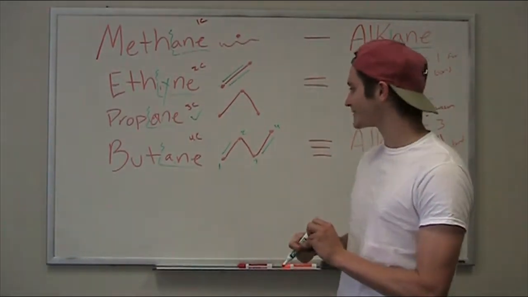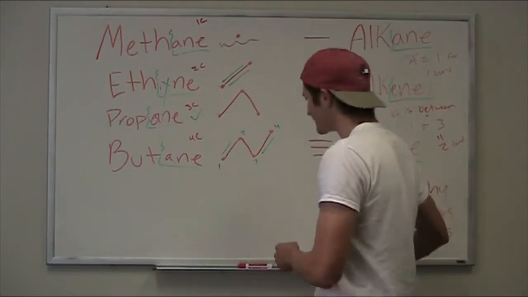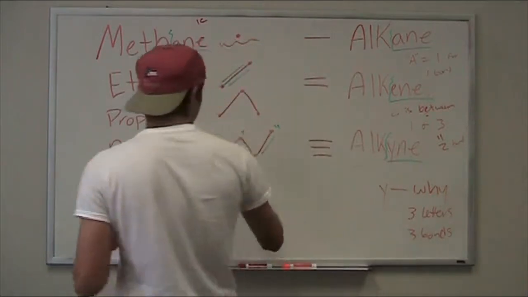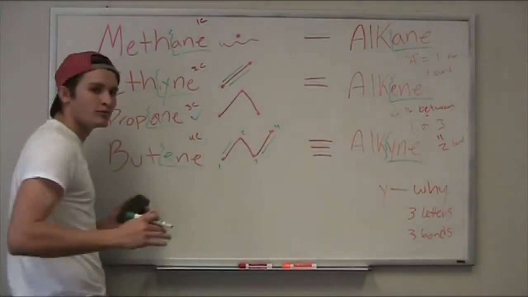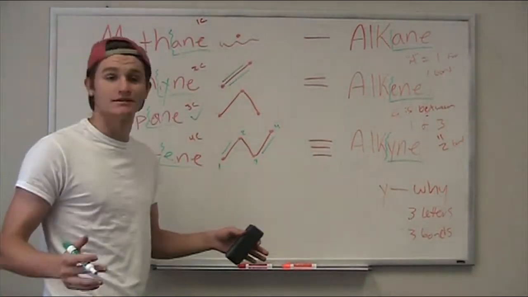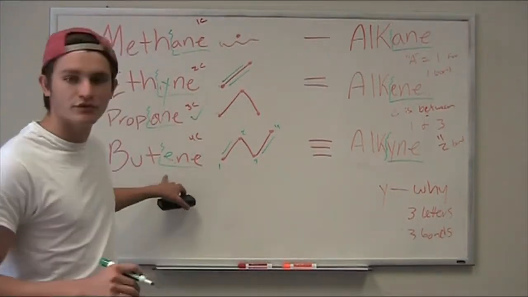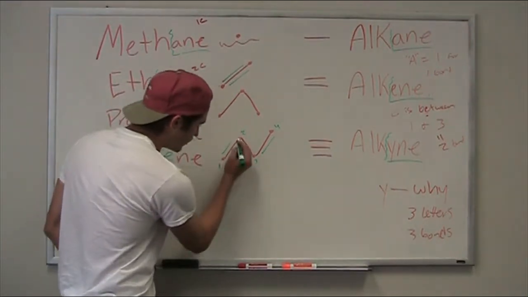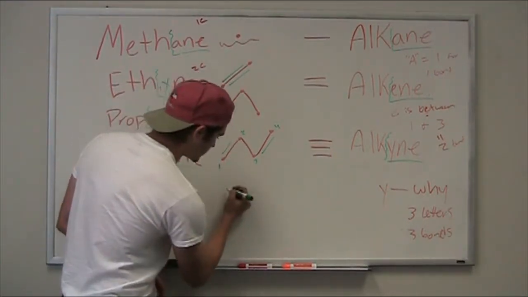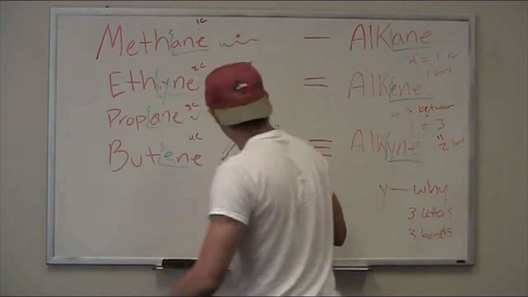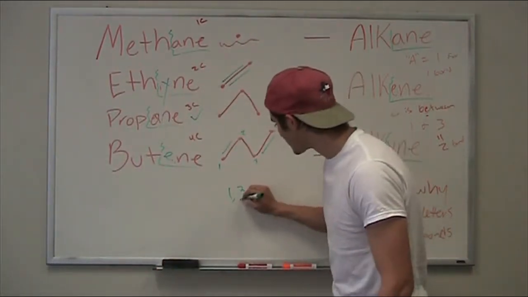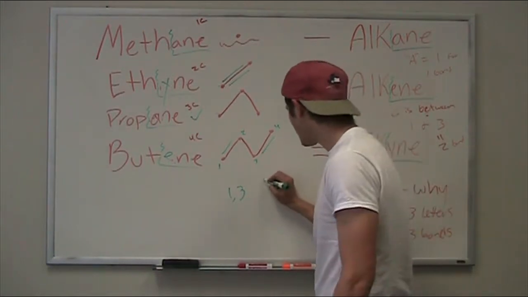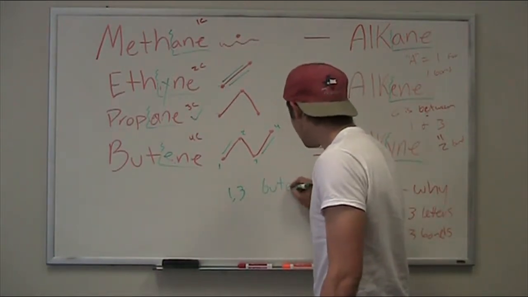So how do you write this? I don't know if you guys got it yet, but we know that it's a butene because it's a double bond. There's no 4, so there's no mixture. It's still butene. So instead we're going to write it like this. You have 1 double bond on the 1 carbon and 1 double bond on the 3 carbon. So we know it's a 1,3 butene.